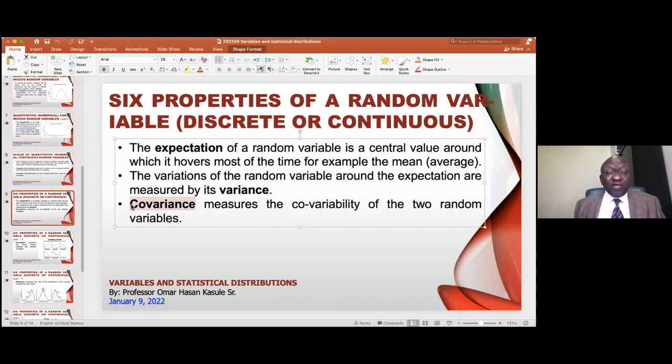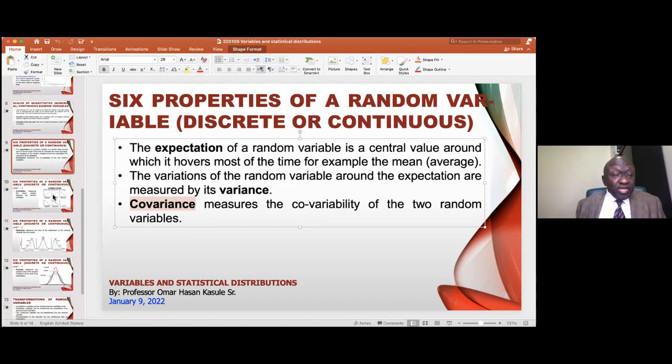Covariance is when you have got two variables and you want to compare their variance. That's called covariance. So these are three properties. You will see expectation a lot as the average. You will see variance a lot. You're not going to see covariance at your level. It's not a very common description.